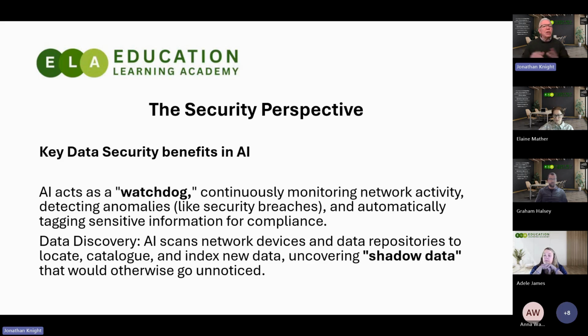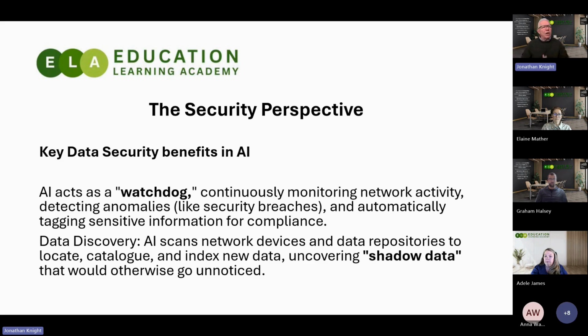There are some ways to turn it off. You speak to your IT administrator, they can turn off certain aspects of the AI so they don't learn from your data. But I'd still be very cautious. One of the things about AI is that it will act as a watchdog, continuously watching the data that's flowing through the organization.